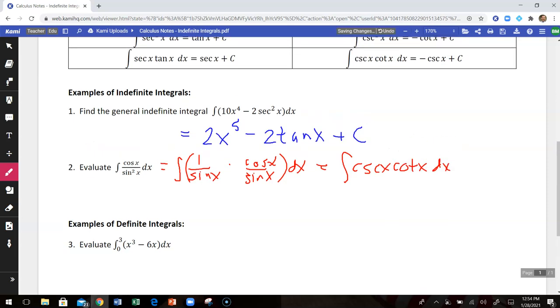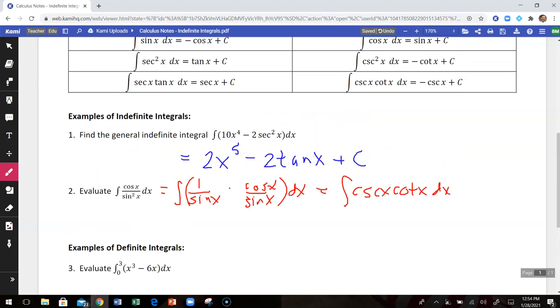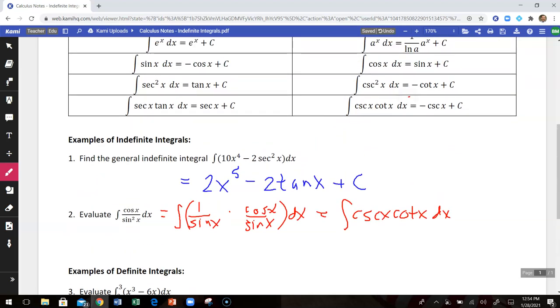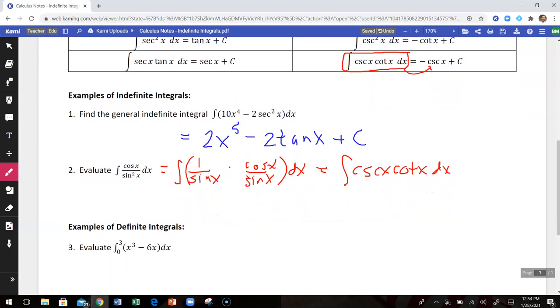And so then I can look at this as the integral of cosecant x cotangent x, which we have here, which says it is equal to the negative cosecant of x plus c. So when we evaluate, we just get the antiderivative of that, which is negative cosecant x, and then plus c.